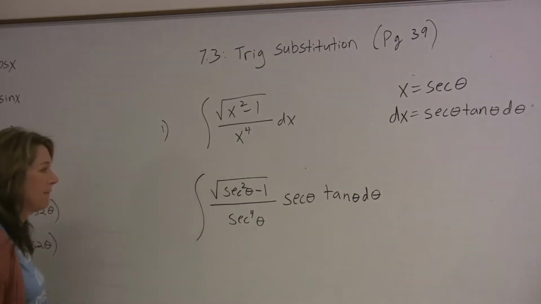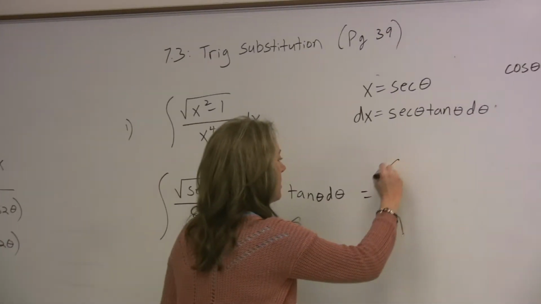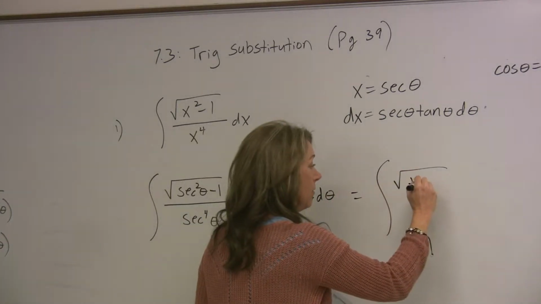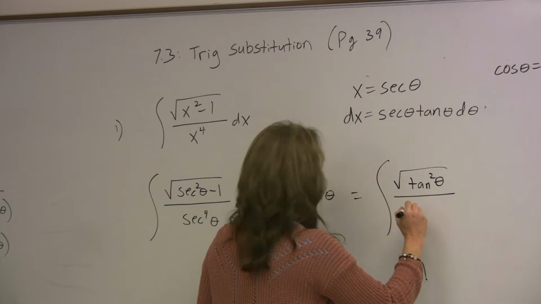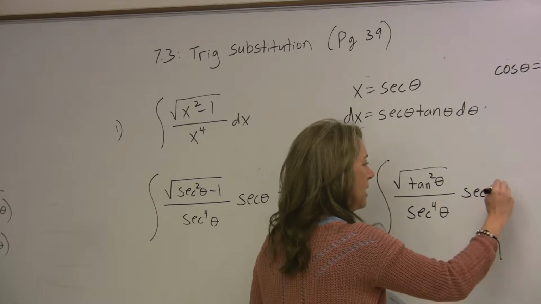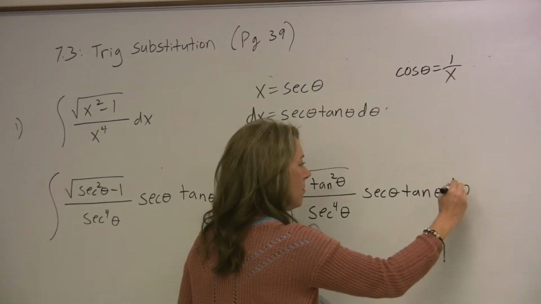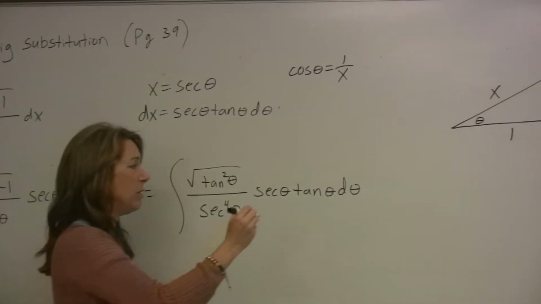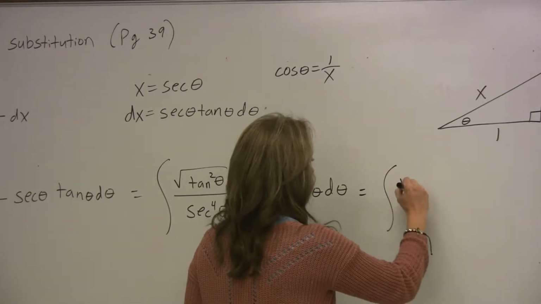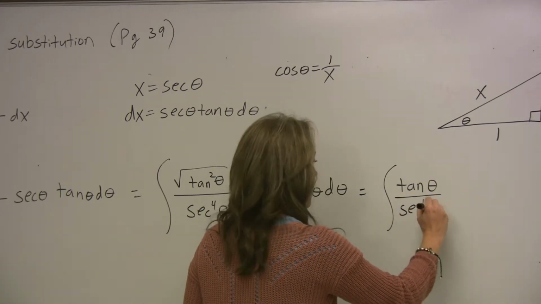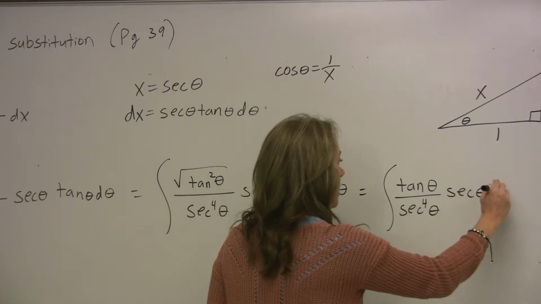Okay, let's see what we have now. What's secant squared minus 1? Tangent squared. Tangent squared is why we set it up to match our identity over there. So that's tangent squared. I have secant to the 4th on the bottom. And I still have a secant theta, tangent theta. And square root of tangent squared is tangent. This is the whole reason we do this trig sub, is to get rid of those radicals. The radical is gone now. So I have tangent theta on the top, secant to the 4th on the bottom, and another secant tangent.